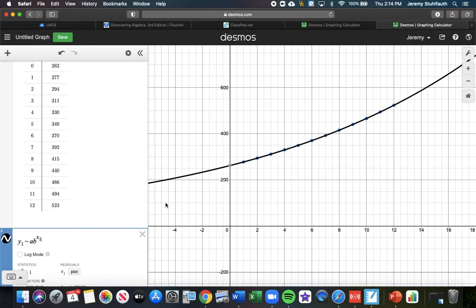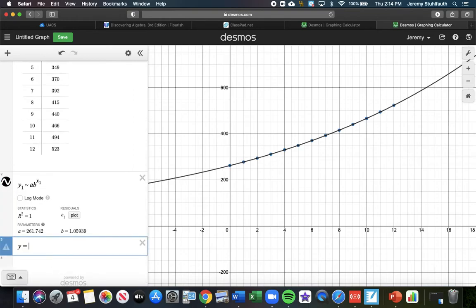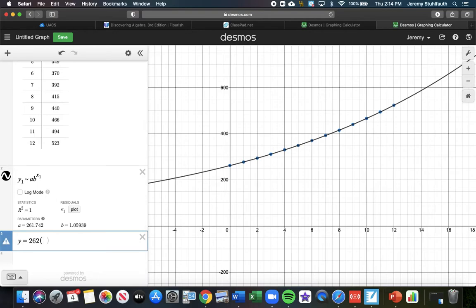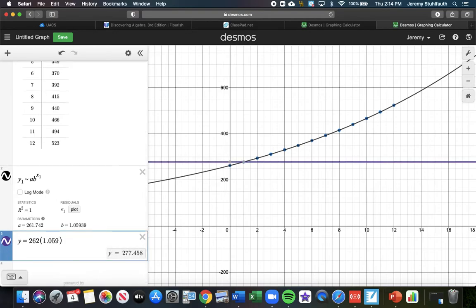Right there. And you'll notice you get a curve of best fit that passes through those points pretty well. And if you scroll down, you'll see that b is equal to 1.059. So if we wanted to write an equation for a model that fits our data, we'd have y equals, we're not going to use their a value, we're going to use what the problem told us, 262. Then we have parenthesis 1.059 raised to the x power.